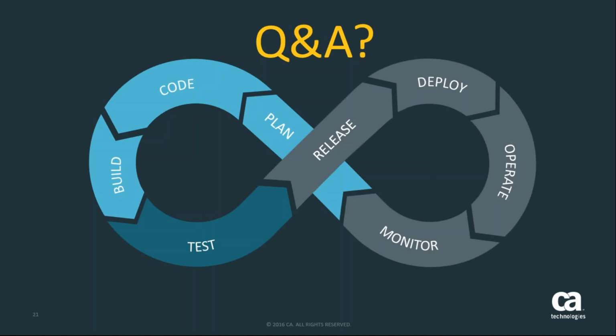So, a couple of questions. Is there a Jenkins plugin available for CA APM? I think we kind of answered that one already.